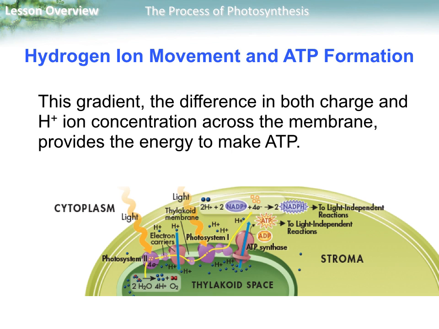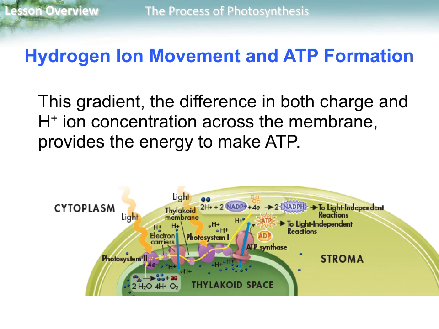Okay, this gradient, the difference in both charge and hydrogen ion concentration across the membrane provides the energy to make ATP. So let me say that again. The gradient difference in both charge and hydrogen ion concentration across the membrane provides the energy to make ATP.